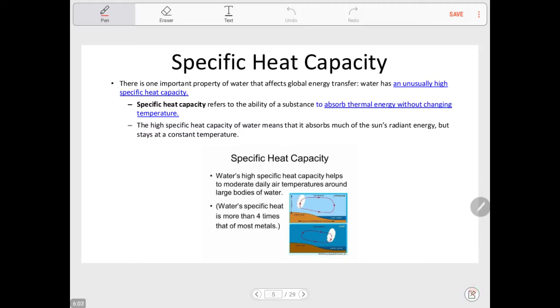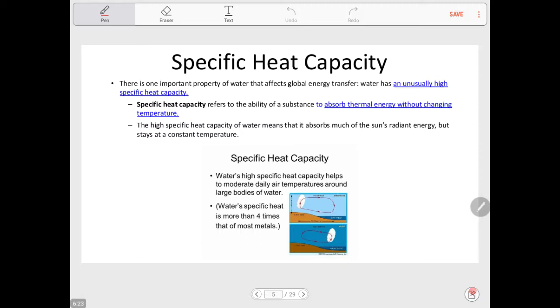So what I'm trying to say here is water has this ability to absorb a great deal of energy from the sun, or let's pretend you had water on a stove. The point I'm trying to make is, if you want to make the temperature of water increase, you have to supply a great deal of energy. Water has a very, very high specific heat capacity.